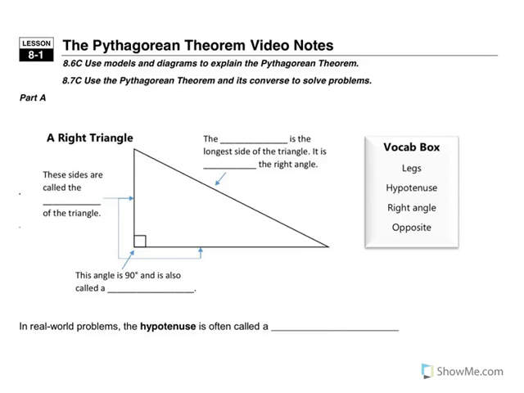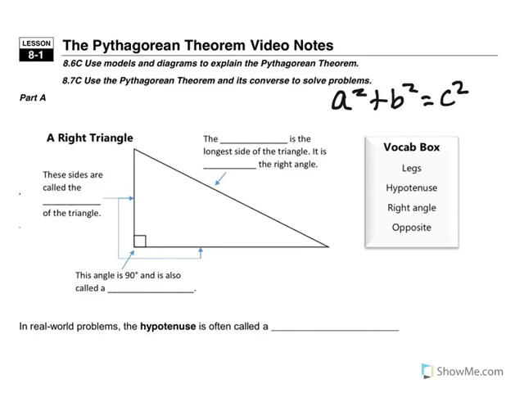Today we're going to be working with the Pythagorean Theorem. We're going to use models and diagrams to explain it. We're also going to use the Pythagorean Theorem to solve problems. The Pythagorean Theorem is a mathematical equation that states a squared plus b squared is equal to c squared. I will explain each one of those letters in just a moment.